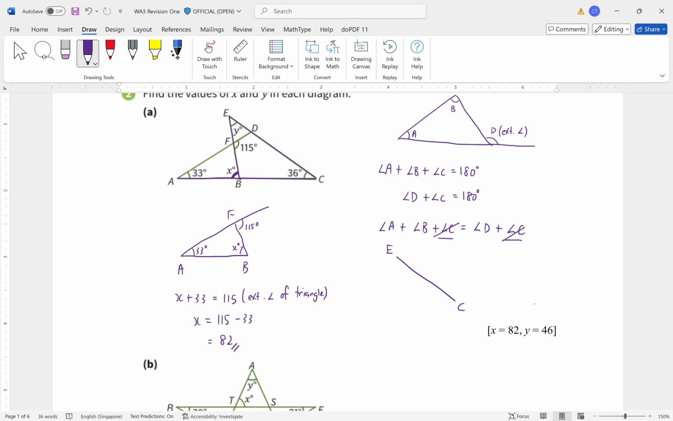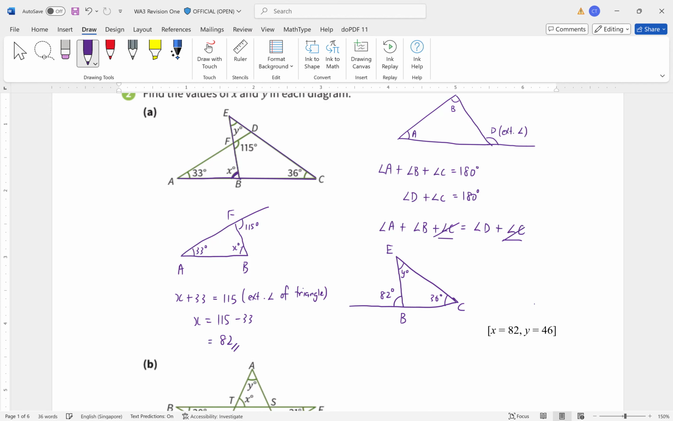We draw a long line from here to here. Okay, so not very straight. Right, then let me complete the triangle. Okay, so B is here. So this is the X, right? Right. So which we found to be 82 degrees. And then this is the Y that we want to find. And then we have the 36 here.